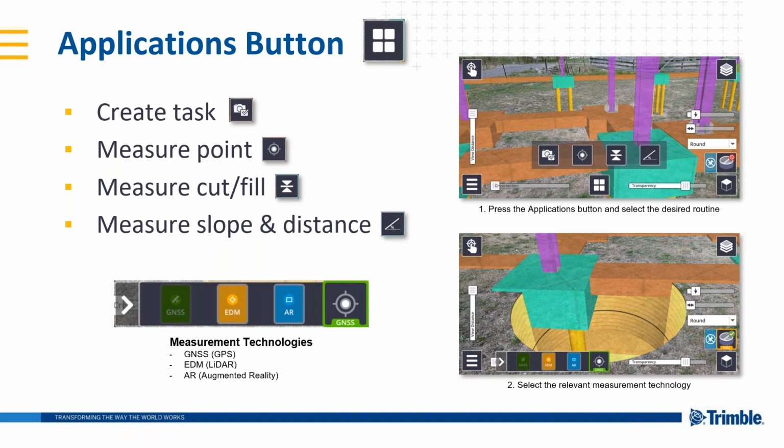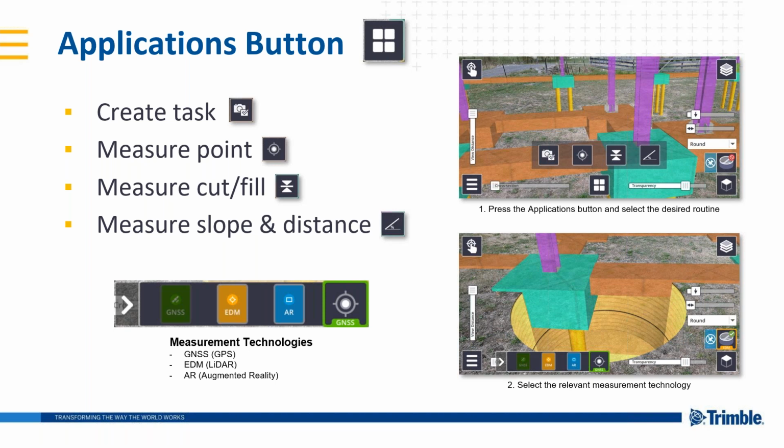So the first one there is create task. If you select that application or routine, it's going to take a screenshot, and then it's going to give you the ability to enter some text. Maybe you've detected a clash with your design and something that's in the physical environment. So you can take a shot of that, enter some information about what you see, and then it also allows you, I think, to set a priority and assign it to somebody that's within the Trimble Connect project. So that's task creation.